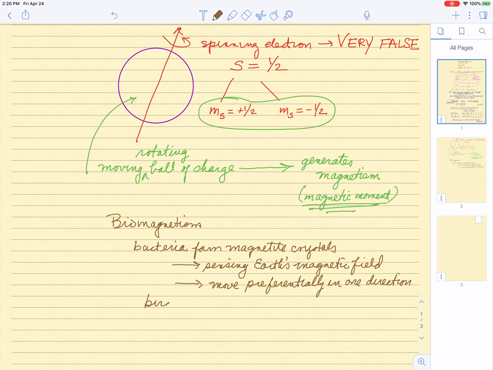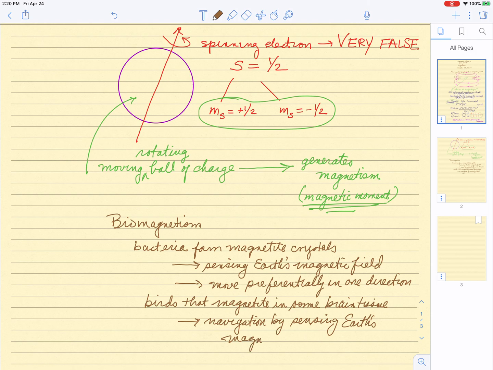Likewise, there's birds that have magnetite in some brain tissue, and likewise they use this for navigation by sensing Earth's magnetic field. And these are really pretty cool applications of magnetism in organisms.